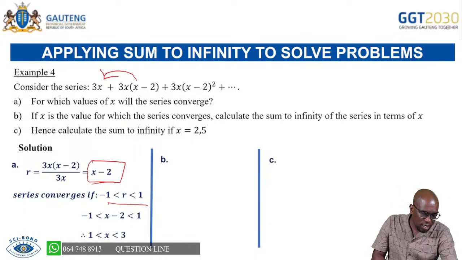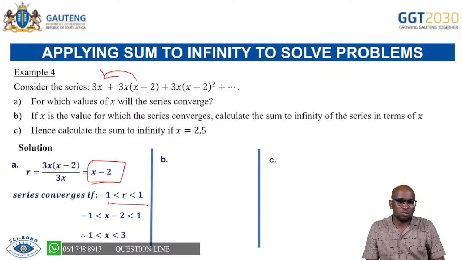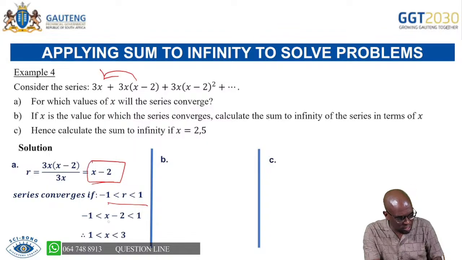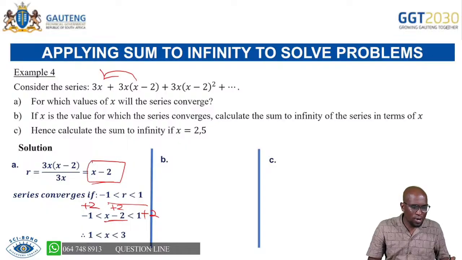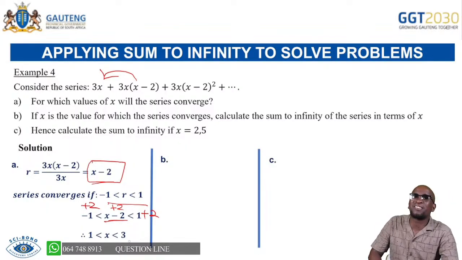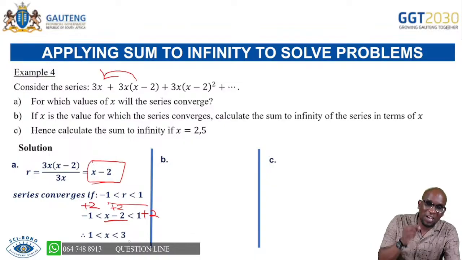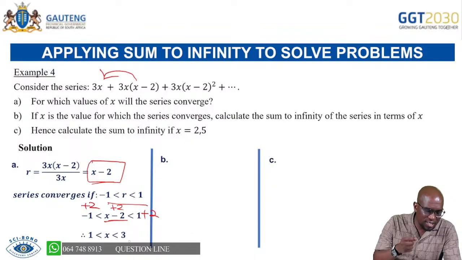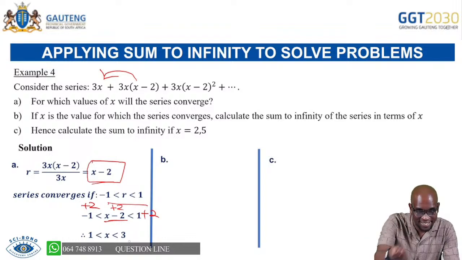And then if we apply our knowledge of the compound inequalities that we learned in grade 10, we see that we have -2. To get this to be x only, we are going to add 2 across. So when we add 2 across here, we get 1 and 3. So x is trapped between 1 and 3. If x is between 1 and 3, then the series will converge and the sum to infinity will exist.